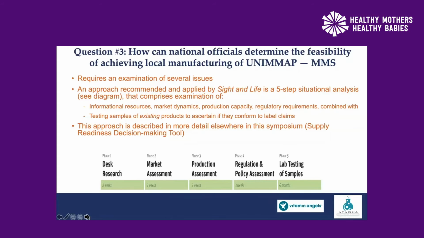It comprises an examination of local informational resources, market dynamics, production capacity, regulatory requirements. This is then all combined with testing of samples of existing multiple micronutrient products that are in the marketplace to determine if manufacturers of existing products conform to label claims. And of course, this is a reflection of product quality. This approach is described in more detail elsewhere in this symposium.